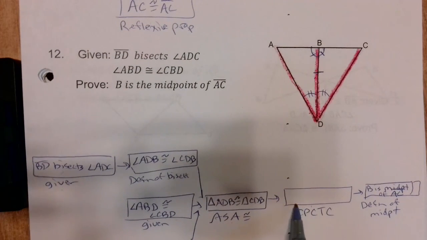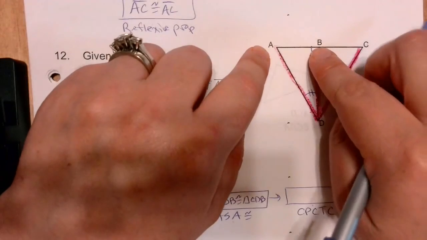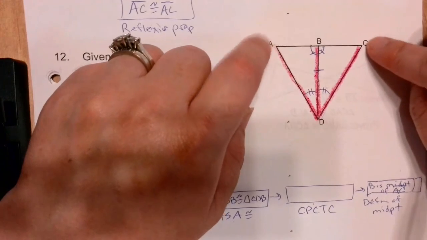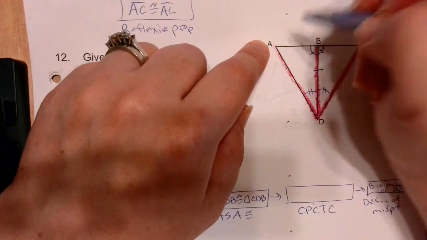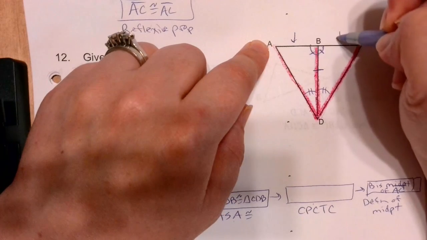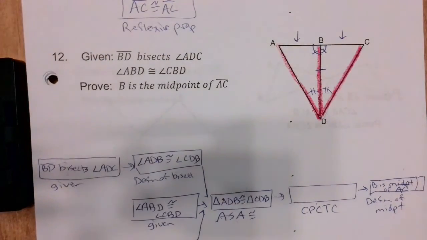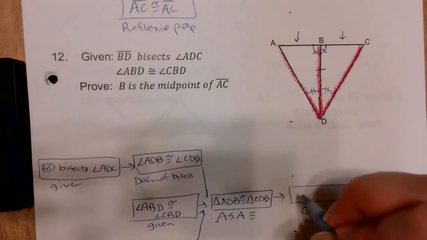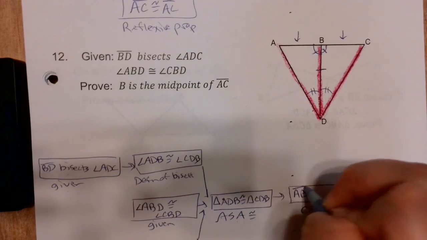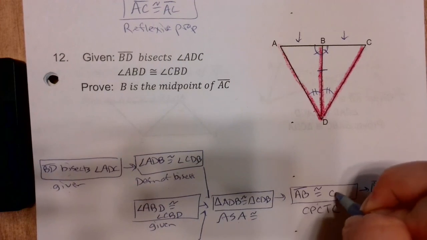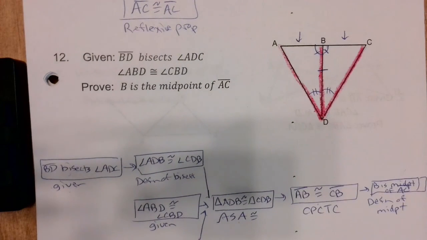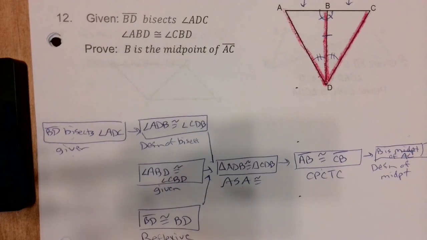Last part. All I need to know is what needs to be equal for B to be the midpoint of AC. So for B to be in the middle of A and C, this piece and this piece would have to be congruent. So AB would need to be congruent to CB. And that's the end of the proof for number 12.